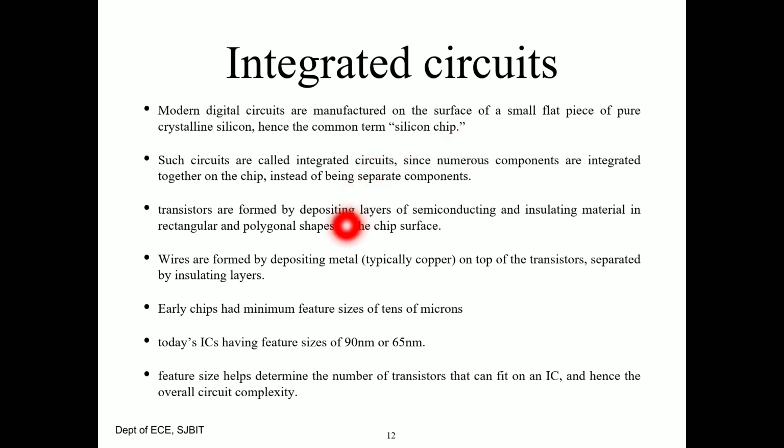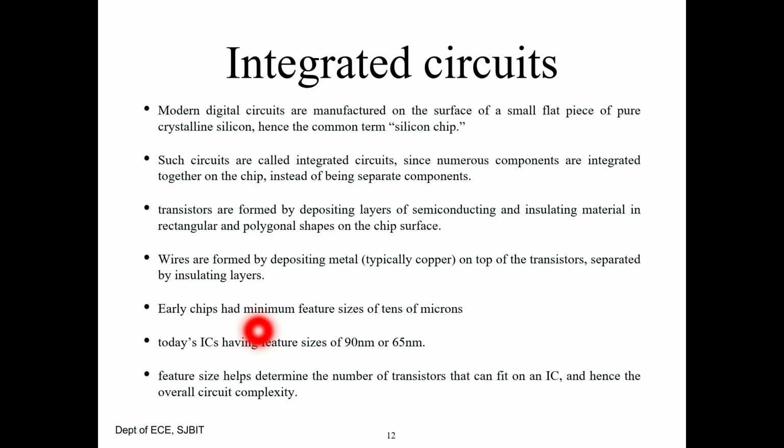So how are these transistors formed? Transistors are formed by depositing layers of semiconducting and insulating materials in certain required shapes, maybe rectangular or polygonal shapes. In order to connect these components, you use certain wires for establishing the connections. They are formed by depositing the materials. Usually, we make use of copper on top of the transistors. In order to give safety, we use insulating layers in between.